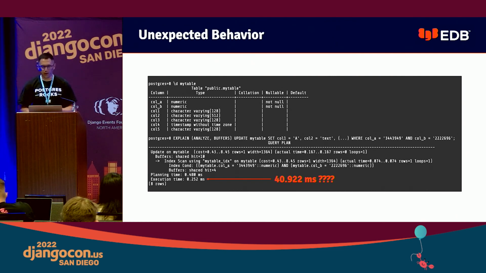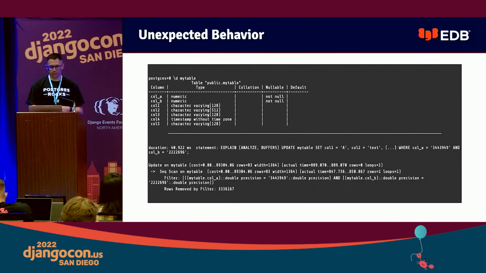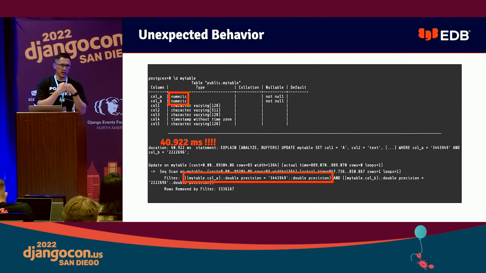The reason for that was because the ORM was casting a data type. It was supposed to be a numeric type, but the ORM was casting it to double precision, and there's no way for Postgres to do that index scan and comparison.